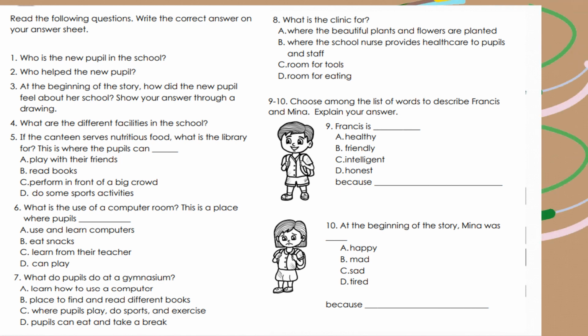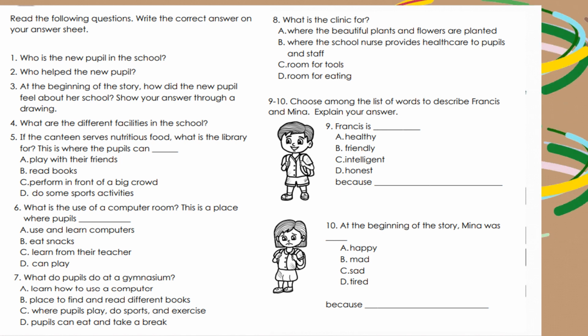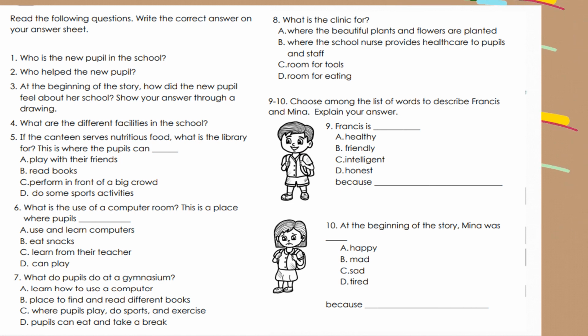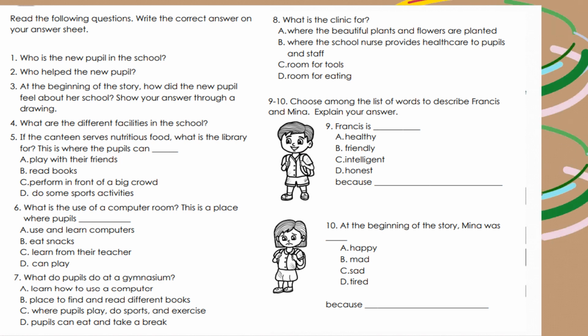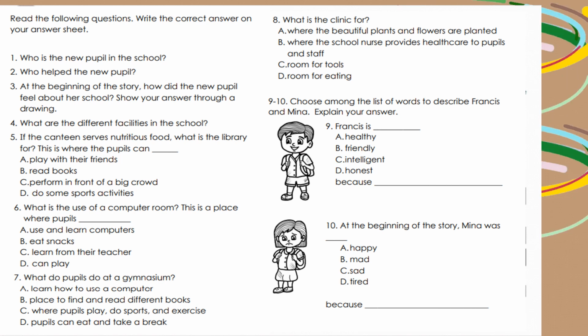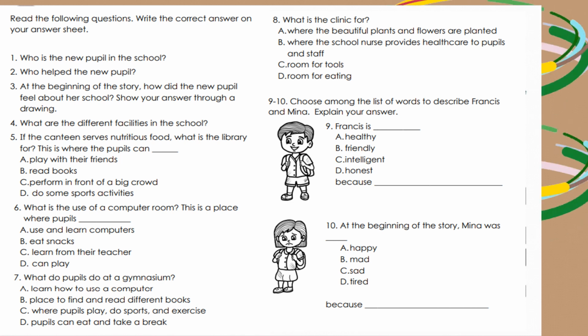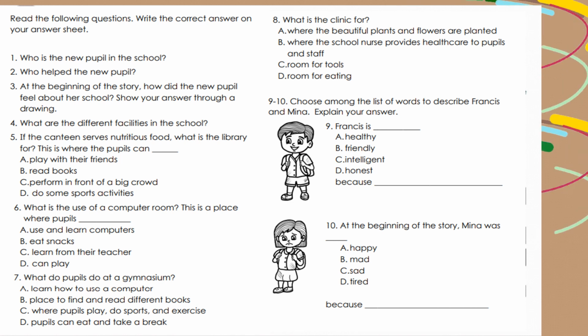This is where the pupils can A. Play with their friends, B. Read books, C. Perform in front of a big crowd, D. Do some sports activities. Number 6, what is the use of a computer room? This is a place where pupils blank. A. Use and learn computers. B. Eat snacks. C. Learn from their teacher. D. Can play.